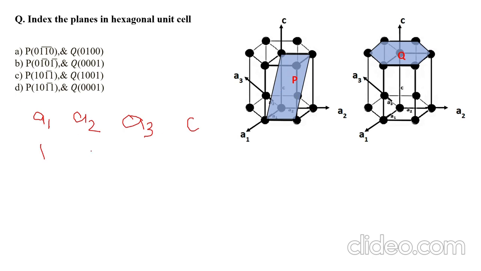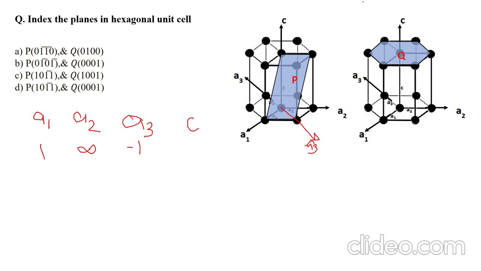So there is no intercept along the A2 direction, so you can write infinity. For A3, it is having an intercept, because this is positive A3 and this is negative A3. So it is having minus 1 along A3, and for C along the Z direction it has an intercept at 1, because the plane is going from the front face of the prism to the back face of the prism.